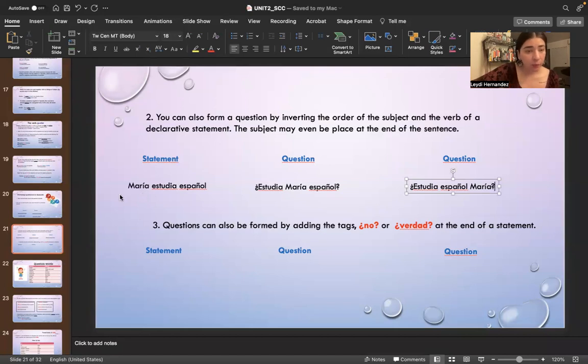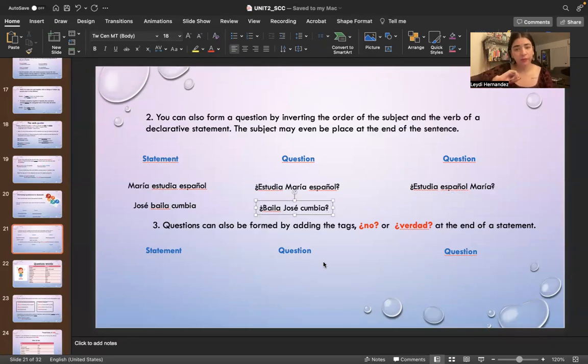Let's work with the same example that we were working before. José baila cumbia. Now let's make it a question by inverting the subject. ¿Baila José cumbia? Okay. And let's put the subject at the very end of the sentence. ¿Baila cumbia José? You see?